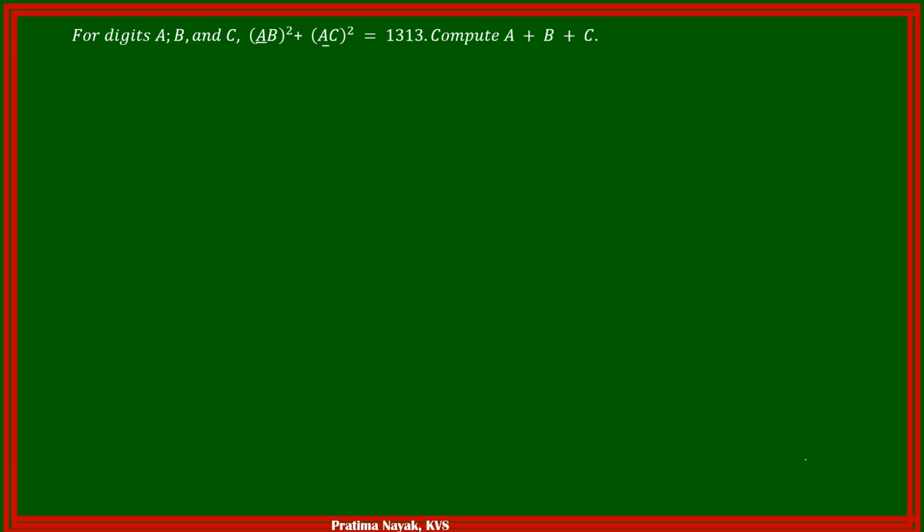So here I am writing a new formula, may not be new, you may be knowing it: (a square plus b square) whole into (x square plus y square). You can write this formula yourself. This can be written as a square x square plus b square y square plus a square y square plus b square x square.